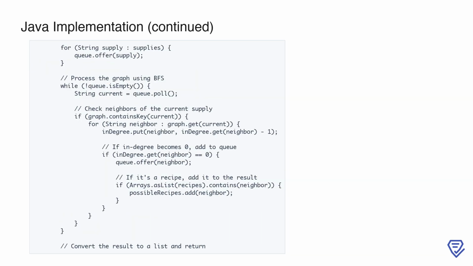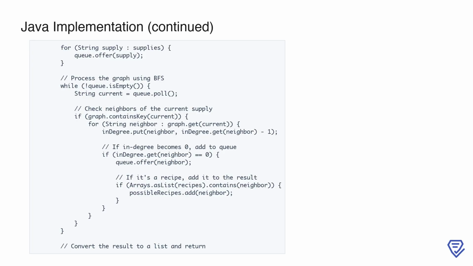All the initial supplies are added to the queue because they are available without any prerequisites. From here, we use breadth-first search, or BFS, to traverse the graph. While the queue is not empty, we process each item, starting with the current supply at the front of the queue. For every supply, we check its neighbors in the graph. These neighbors represent the recipes that depend on the current supply. For each neighbor, we decrement its indegree to reflect the fact that one of its dependencies has been processed.